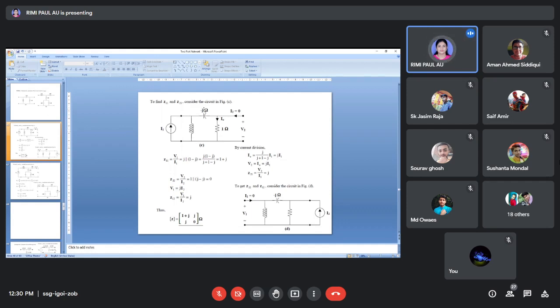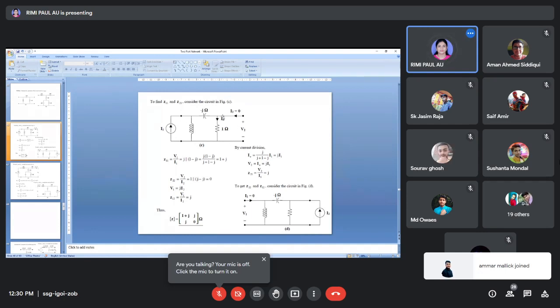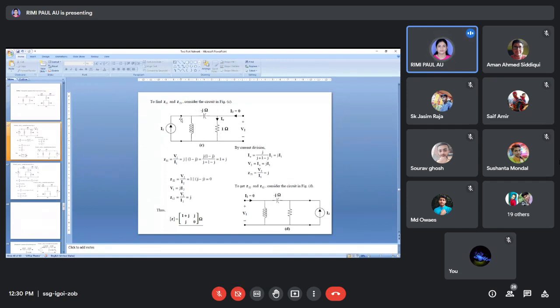So this is very easy. Just V1. If you want to find out I1, then what you have to find out? You have to find out the impedance. This is the open circuit. So if you can find out the equivalent impedance, Z equivalent, then V1 by Z is equal to I1. Now V1 by I1 is equal to Z11, that is equal to Z equivalent. So this answer is 1 plus j.